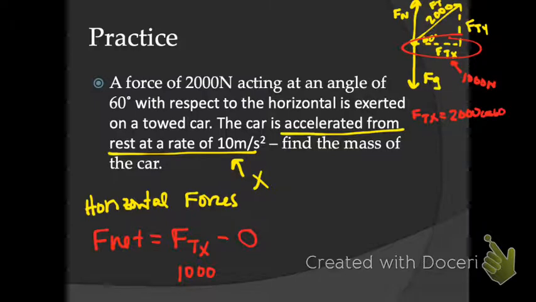Okay? And so now I go to look at this. I'm going to say 1,000 minus 0. What can I substitute here for F net? Good. Mass times acceleration equals that. And so if I go to solve for the mass of my car, that means I get a mass of 100 kilograms.